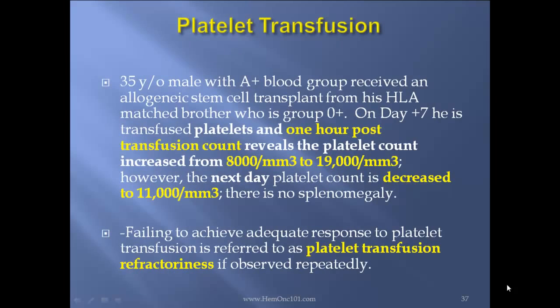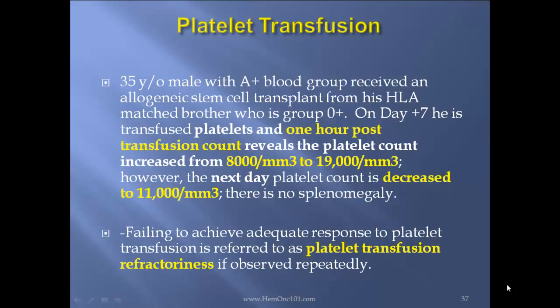Platelet transfusion. Case report. A 35-year-old male, A positive blood group, received an allogeneic stem cell transplant from his HLA-matched brother, who was group O positive, so has anti-A antibodies. On day +7, he's transfused platelets, and the 1 hour post-transfusion count reveals the platelet count increased from 8,000 to 19,000. So bottom line, that's an adequate rise. However, the next day the platelet count is decreased to 11,000. There's no splenomegaly. So what is the problem here? Initially there was a good rise, but then the next day the platelets are back down low.